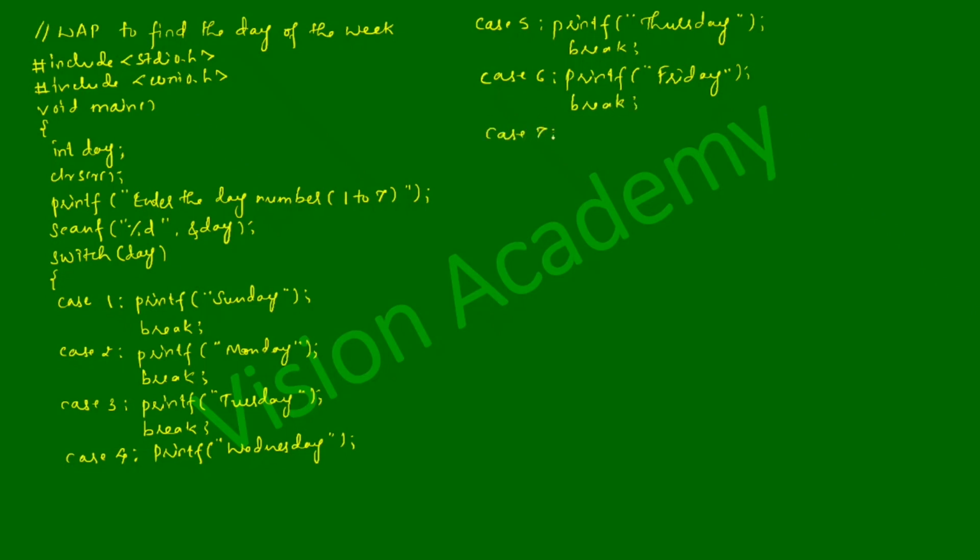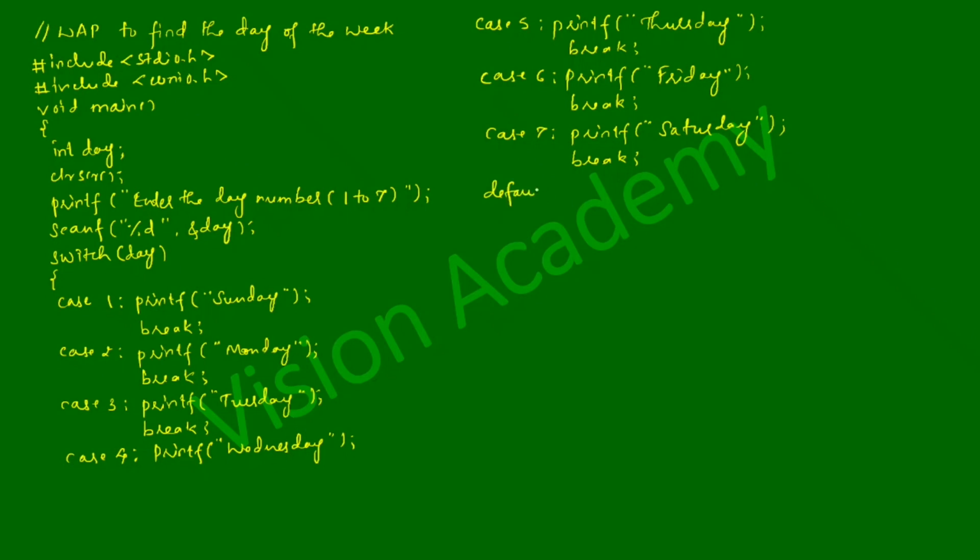Similarly, case 7 colon printf in double quotation marks. I'll write Saturday, end the double quotation mark and put semicolon. Here once again you write break. So what is going to happen, even in spite of providing the number range from 1 to 7, if the user presses any other number other than 1 to 7, then the default statement should get executed.